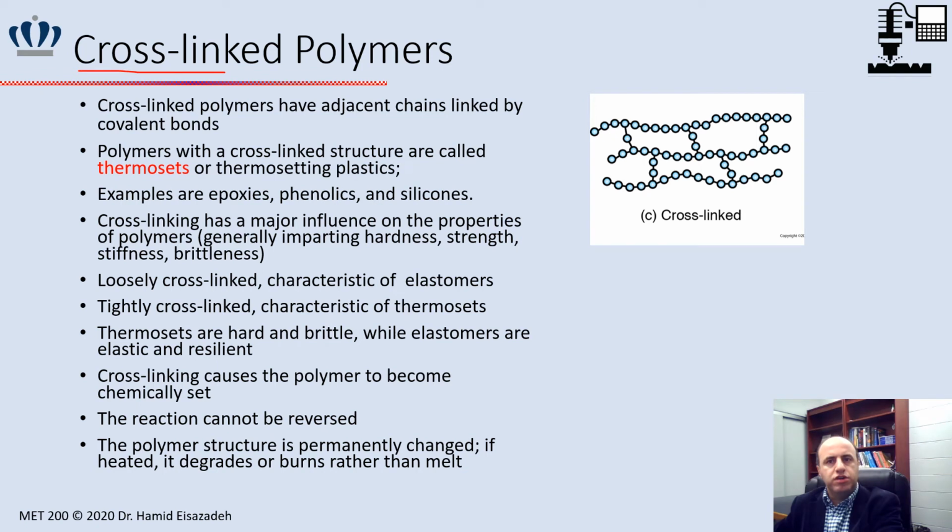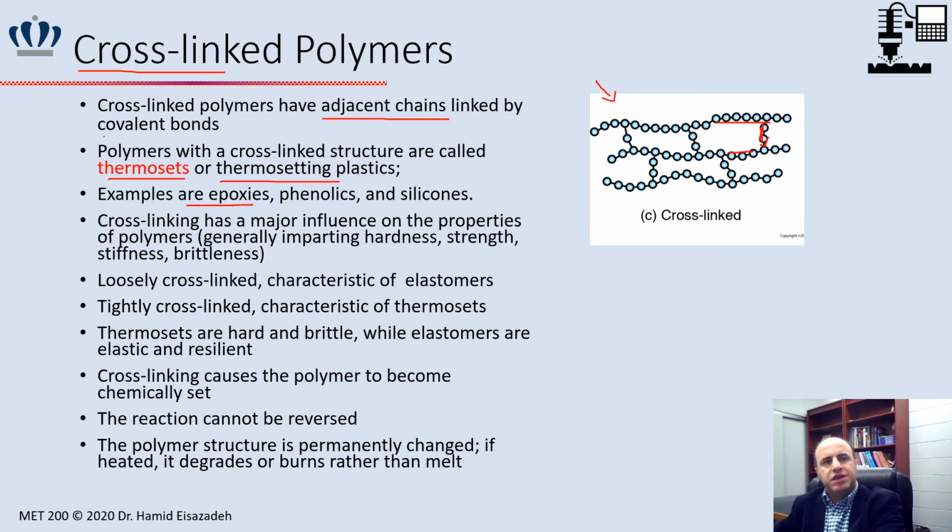The next structure is a cross-link, as you see here in this slide. The cross-linked polymers have adjacent chains linked by covalent bonds. The bond, as you see between this chain and this chain, is covalent. Polymers with a cross-link structure are called thermoset. So all the thermosets have a cross-link structure. One example, epoxy, has this type of structure, cross-link.